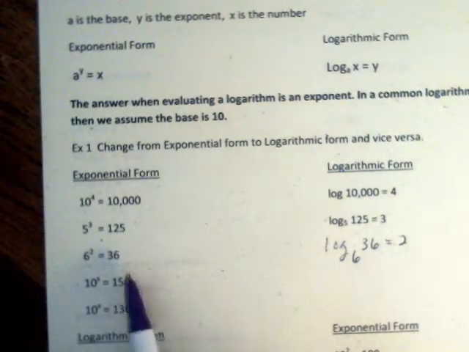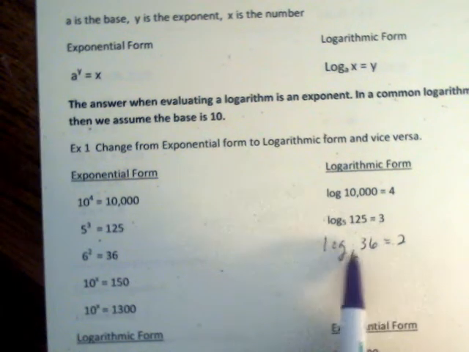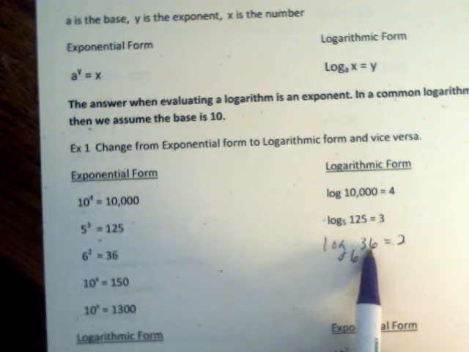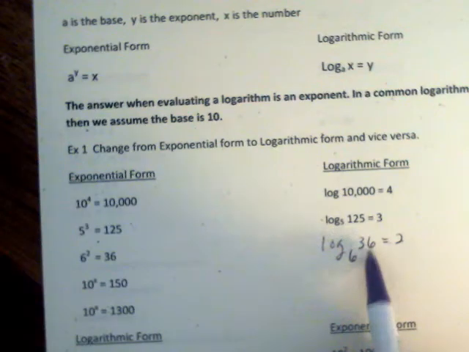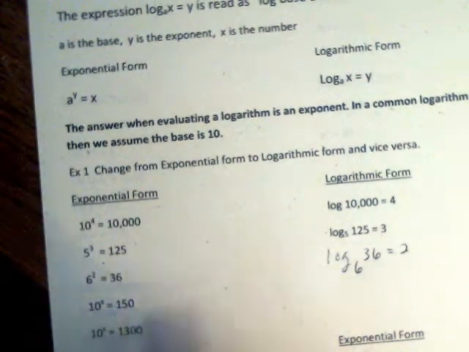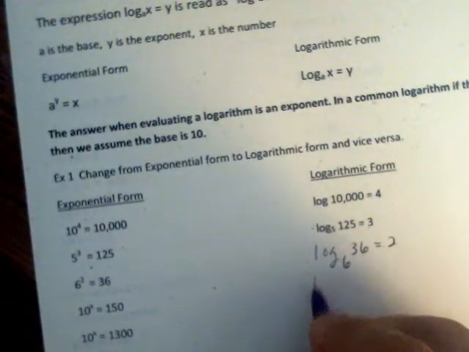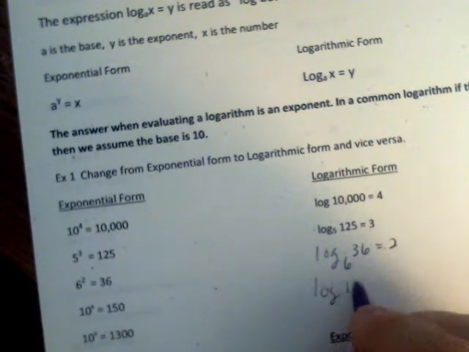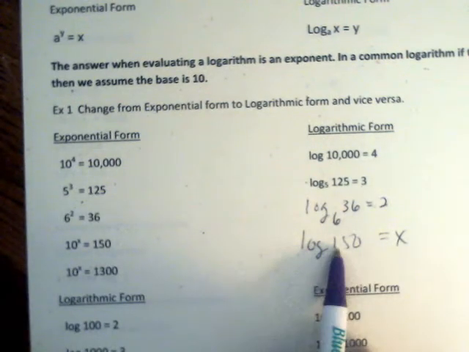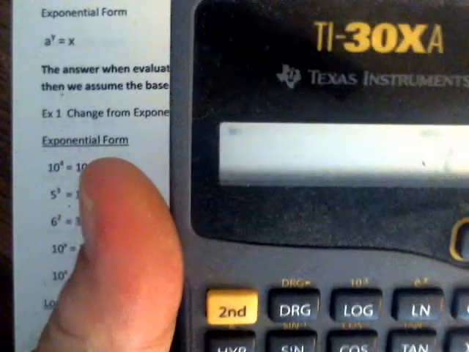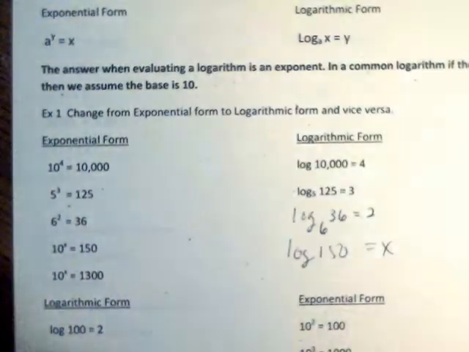So just remember, in a logarithm, the exponent is always over here. The base is a subscript. The number goes in this position. Okay? This is not 6 to the 36th power. Don't do that. 10 to the x is 150. In this case, I don't know my exponent. But if I take log, and since my base is 10, I don't have to write it, I can solve for x now because I can put log 150 into my calculator, because my calculator is defaulted to base 10, and I get 2.18 roughly.